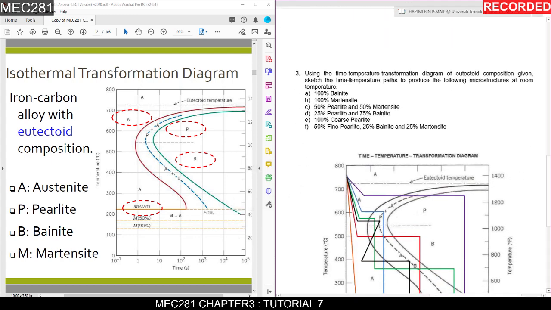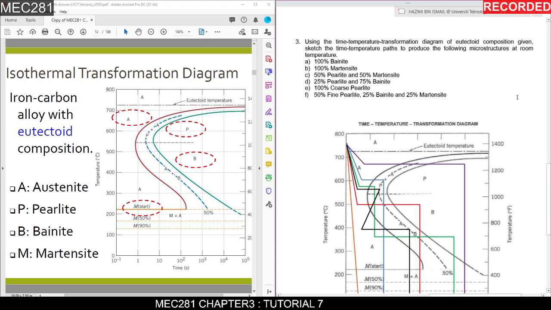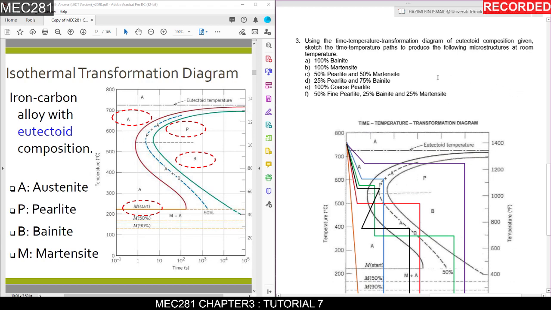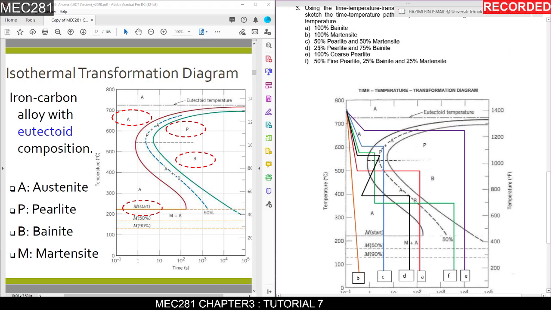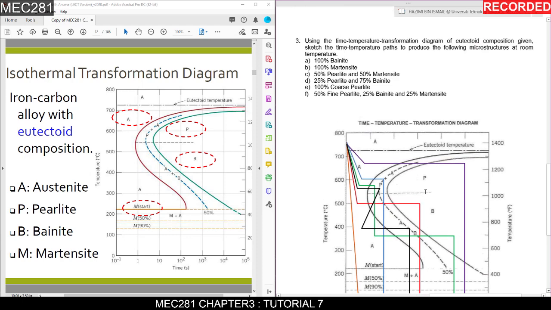Using the time-temperature transformation diagram of eutectoid composition given, sketch the time-temperature path to produce the following microstructures at room temperature. Okay, so you have to sketch the time-temperature path to produce the following microstructures at room temperature. So for A, 100% bainite. Okay, so this is the line for A where you want to get 100% bainite.